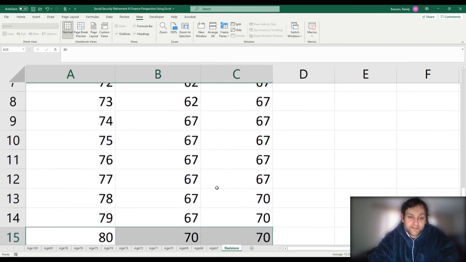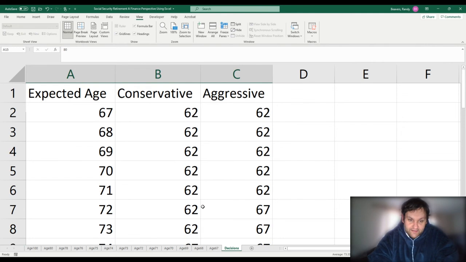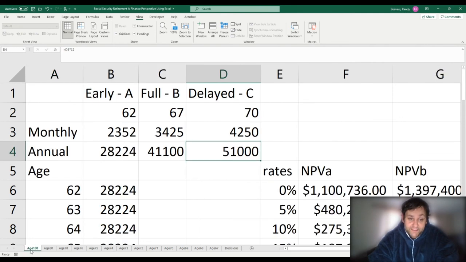And note, this is from a financial perspective, just looking at the numbers, net present value, helping to make these decisions. Obviously, things like health come into play, as well as what you want to do in retirement, how much you've saved up for retirement, etc.